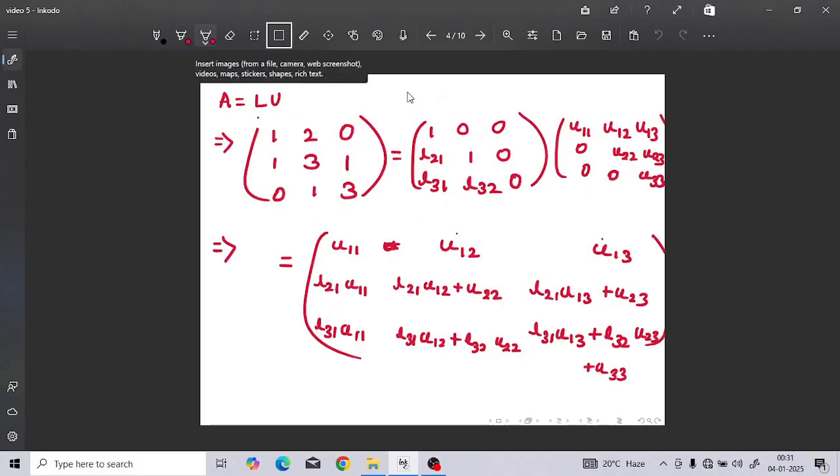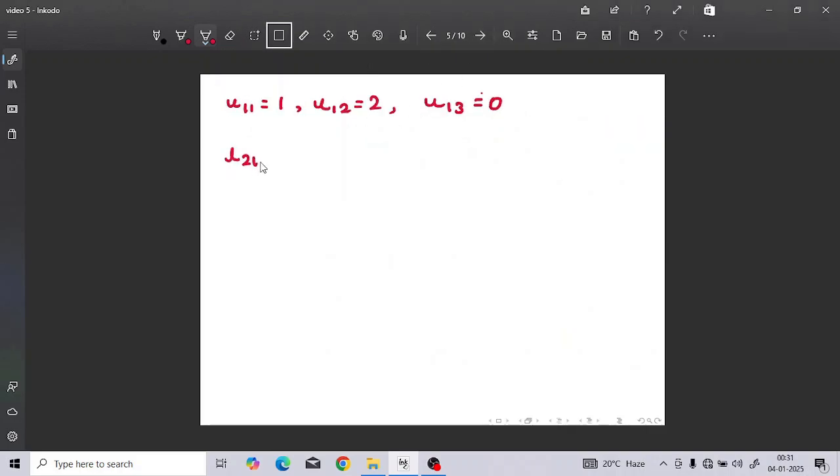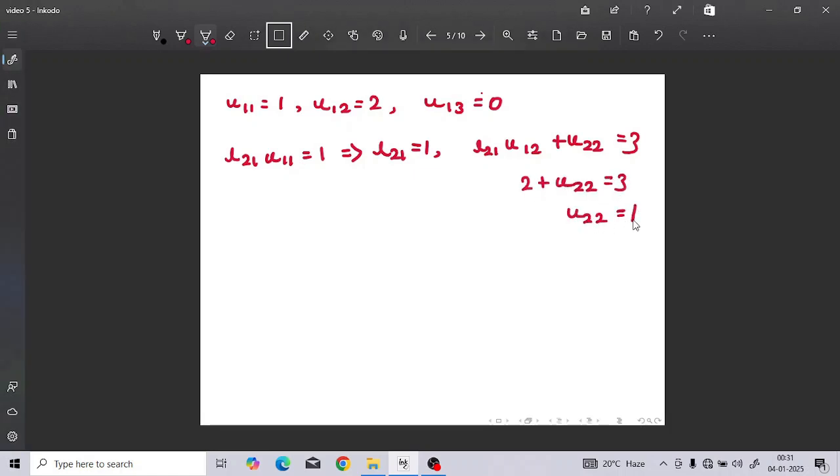From the second row, I will get L21 U11 is equals to 1. So if we put the value of U11, we will get L21 equals to 1. Then L21 U12 plus U22 is equals to 3. If we put the value, we will get 2 plus U22 equals to 3. It gives U22 as 1. Then L21 into U13 plus U23 is equals to 1. It gives U23 is equals to 1.